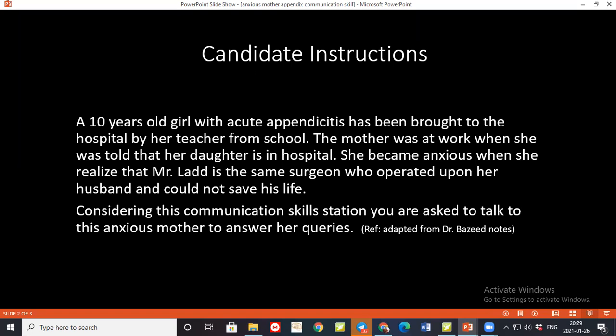I'm so sorry once again, and I understand that might be hard for you. But if I may say, with what you just told me, it's most unlikely that your husband died due to a complication of the surgery done by Mr. Ladd. I can tell you that Mr. Ladd is an excellent surgeon and one of the best in this hospital, and I can guarantee that your daughter is in safe hands. Regarding your husband's condition, knowing that he suffered from cancer, he most likely died due to a complication of the cancer rather than the surgery that was performed on him.